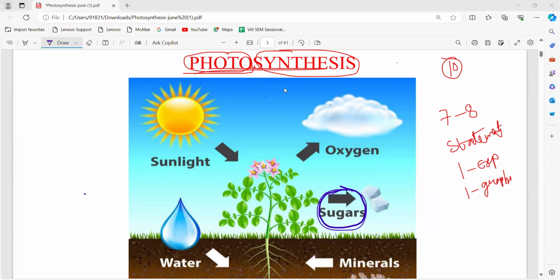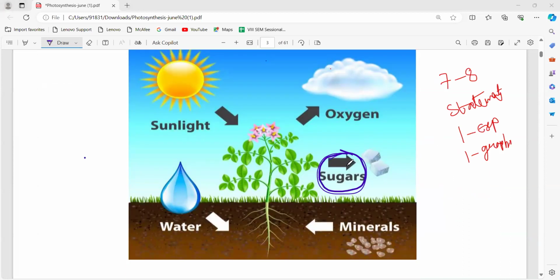Now the question is, how is the plant going to synthesize its food? If the plant wants to synthesize its food, it compulsorily requires sunlight and water. So it will take the energy from the sun, it will take the water from the soil, and it will also take carbon dioxide from the atmosphere. Now every student remember, what is the ultimate goal of photosynthesis? The ultimate goal of photosynthesis is the reduction of carbon into sugar.